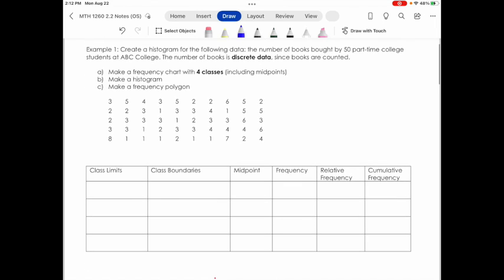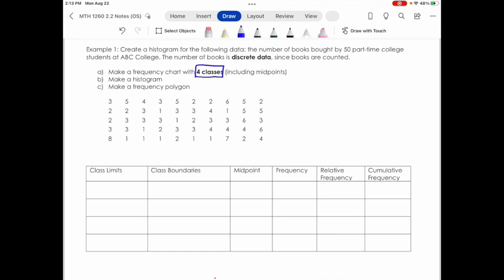And so I have the categories set up here on what we're going to enter in our frequency chart. We have class limits, class boundaries, then the midpoint, frequency, relative frequency, and cumulative frequency. Now, according to the directions, we want to create 4 classes, and that means we're going to create 4 groups, and then each group is going to represent one of the bars when we draw our histogram.